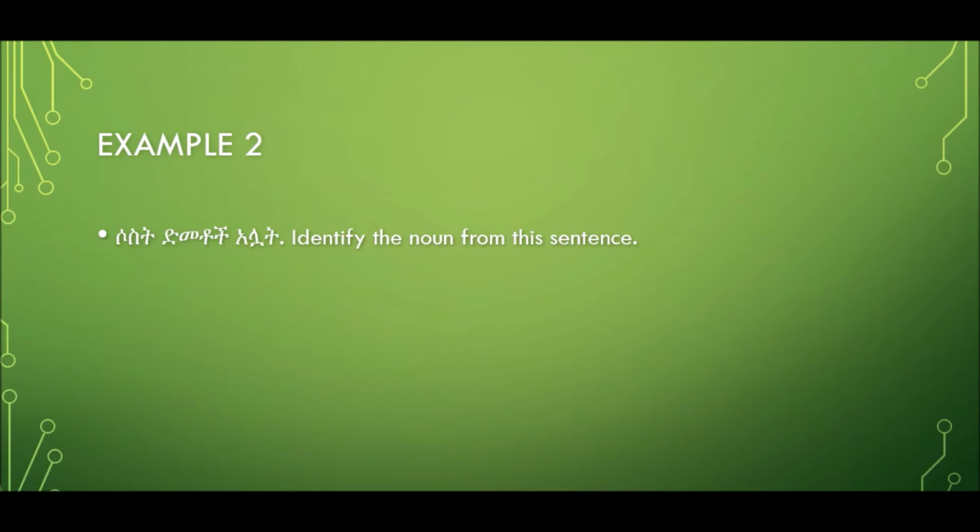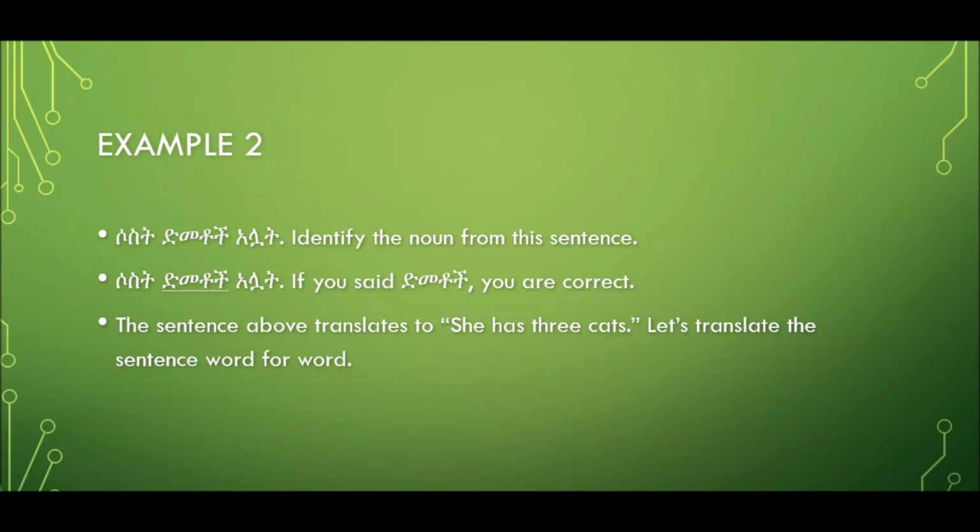Example 2. The sentence reads ሶስት ድመቶች አሏት. Again, I'm going to give you a little hint. This is a feminine version of the sentence. So not the sentence, the verb. So take a minute to translate each word and see if you can identify the noun of this sentence. If you said ድመቶች, you are correct. The sentence above translates, she has 3 cats.